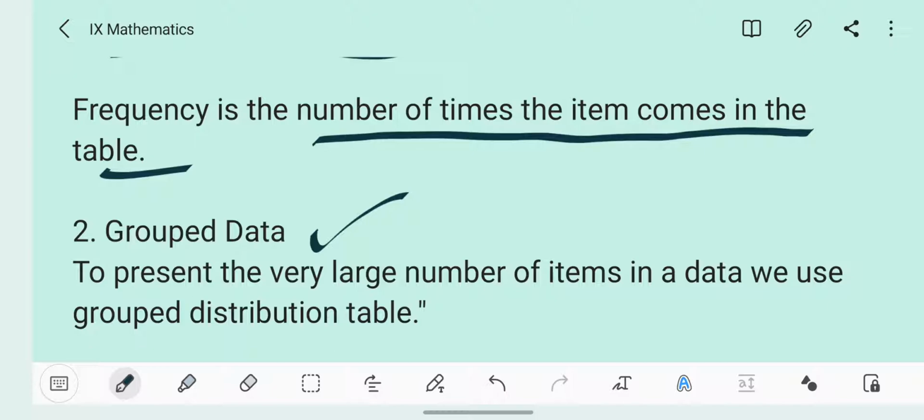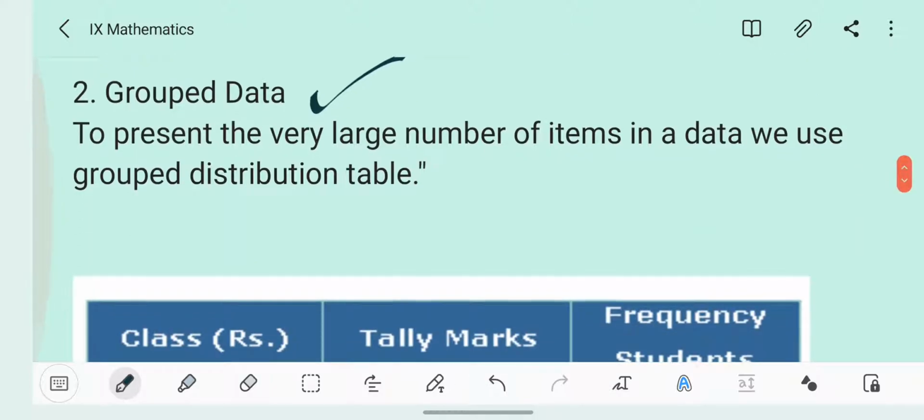When we talk about 5 or 10 students in a class, it is very easy to present and write the names of 10 students, record it, understand it. However, when we talk about large numbers, like all the students of a school, and we try to calculate the heights of each and every child, it is very difficult to represent that huge number in a very short table if you go with the ungrouped method. For that, we need to group the data.